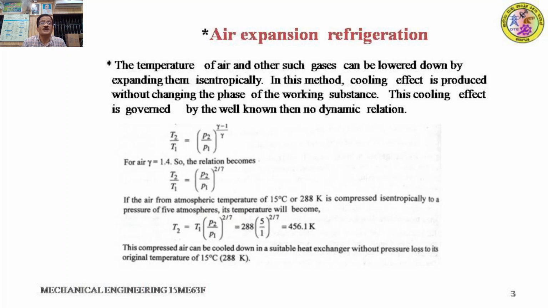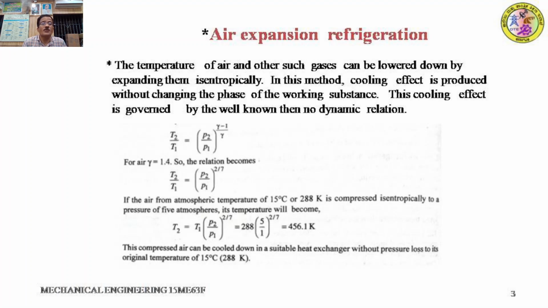Here, in air expansion refrigeration, the refrigerant is air, which does not change its phase, so it remains in its gaseous state only. This can be well understood by using the thermodynamic relation. You might remember that for perfect gases we use PV equals MRT. That equation can be modified for an isentropic process like this: T2 by T1 is equal to P2 by P1 whole raised to gamma minus 1 divided by gamma.